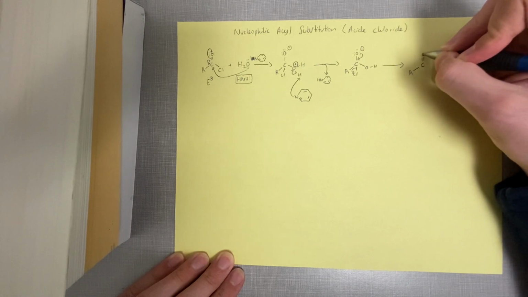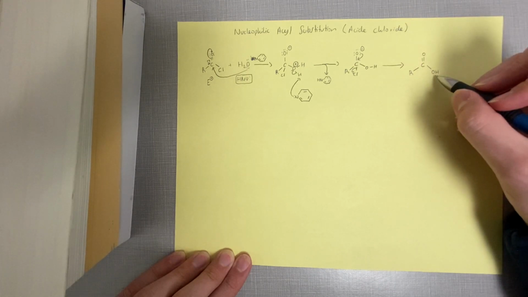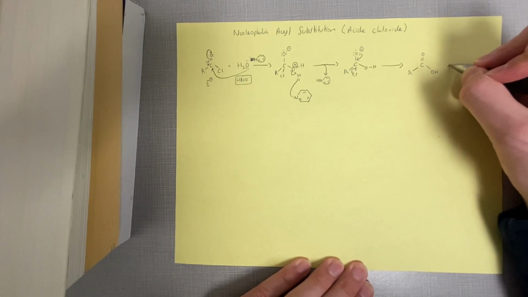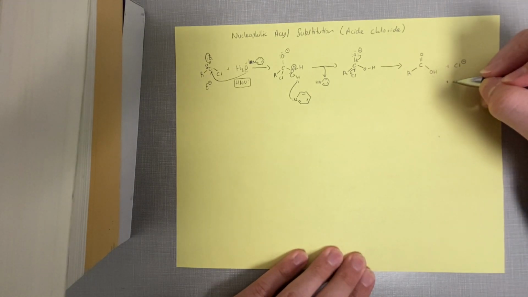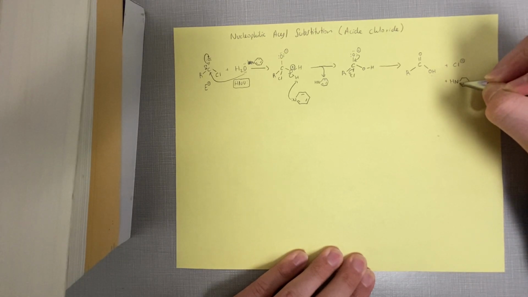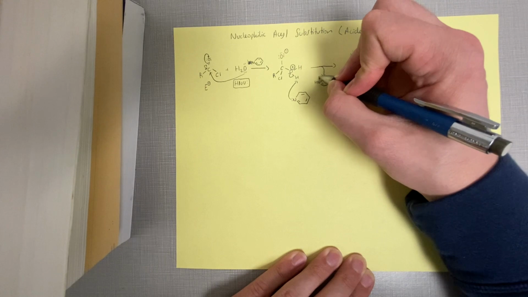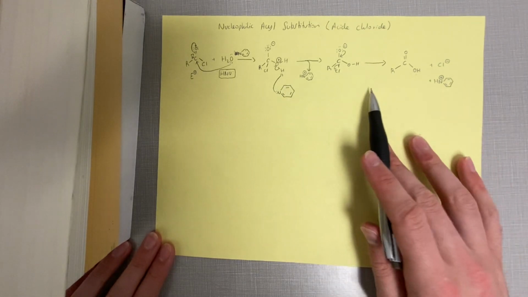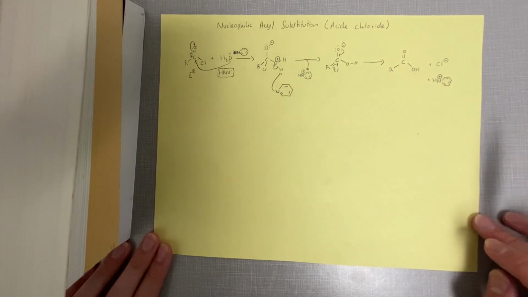Which gives us an acid chloride that was substituted into a carboxylic acid product, and we then have this chloride anion and this pyridine, which I forgot to mark this nitrogen here as positively charged. So here's the stepwise mechanism of an acid chloride acyl substitution, nucleophilic substitution.